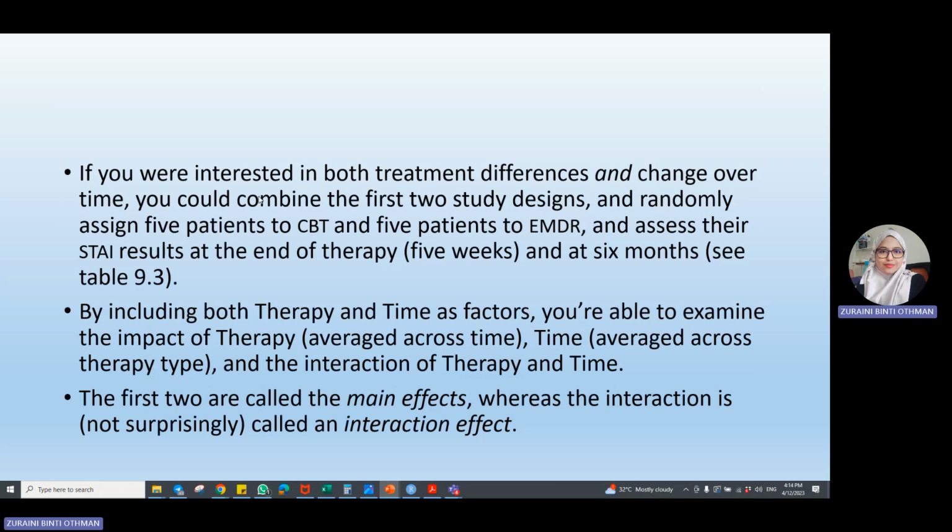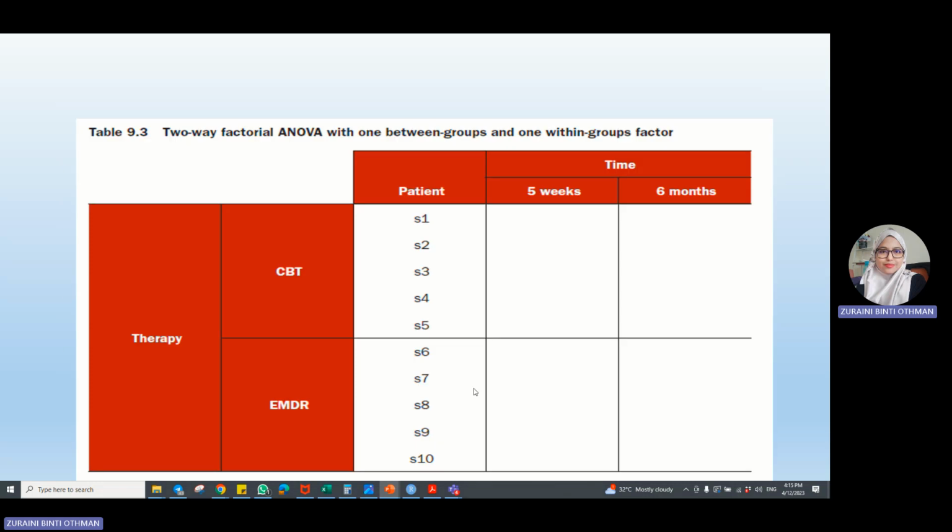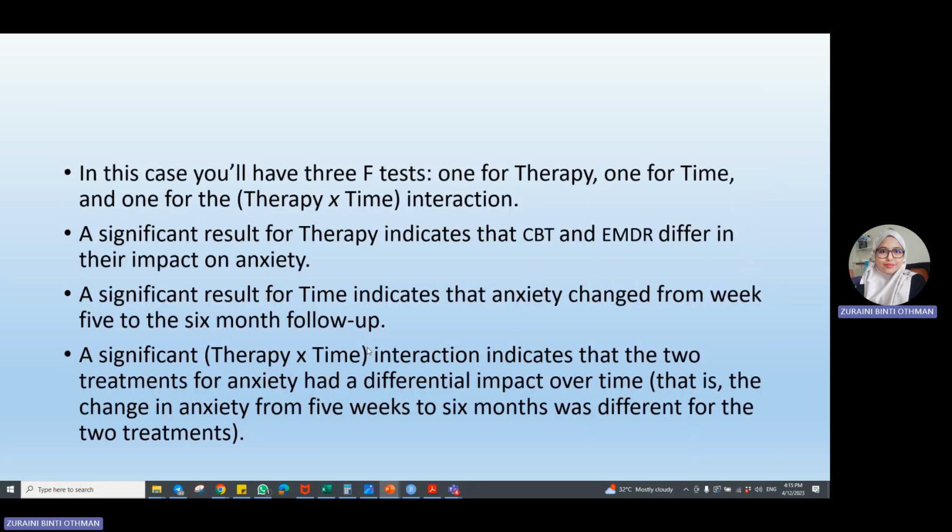Okay, then if you're interested in both treatment differences and change over time, if you want to do both treatment, just like the between group just now, but we want to know its change over time. Okay, you could combine the first two study designs and randomly assign 5 patients to CBT and 5 patients to EMDR and assess their STAI result at the end of therapy and at 6 months. See table 9.3 after this. Okay, like this. We separate the treatment and we want to know it over time. First in 5 weeks and second is in 6 months.